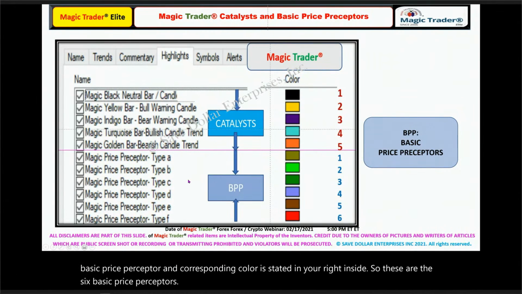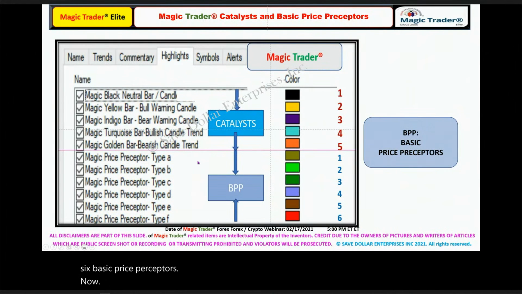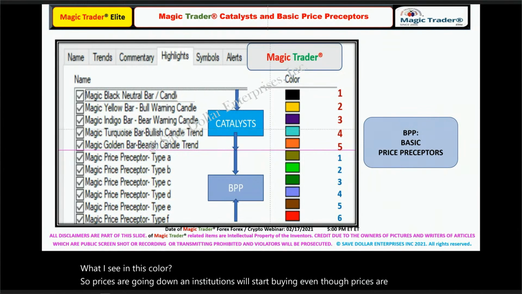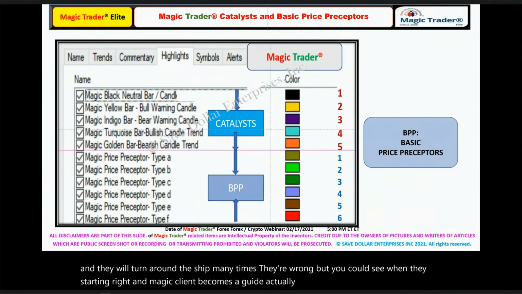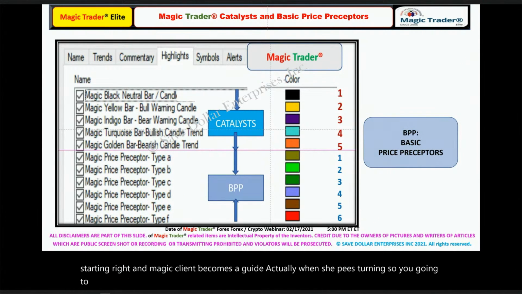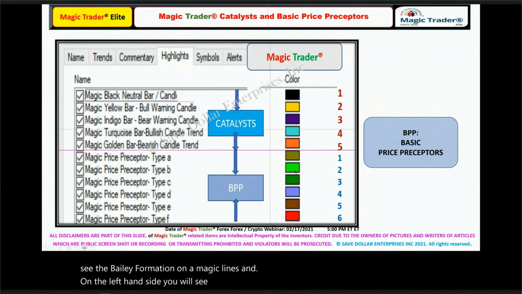Now, let's talk about certain things. When I institutionally traded, what I see in this color is prices are going down and institutions will start buying even though prices are dropping, and they will turn around the ship. Many times they are wrong, but you could see when they're starting. And the magic line becomes a guide when the ship is turning. So you're going to see the Bailey formation on the magic lines, and on the left hand side you will see this color often. That means institutions are throwing money to turn the ship.